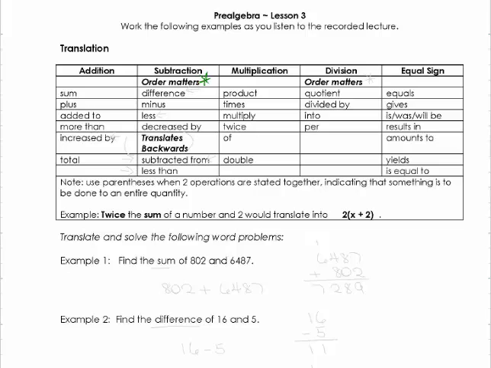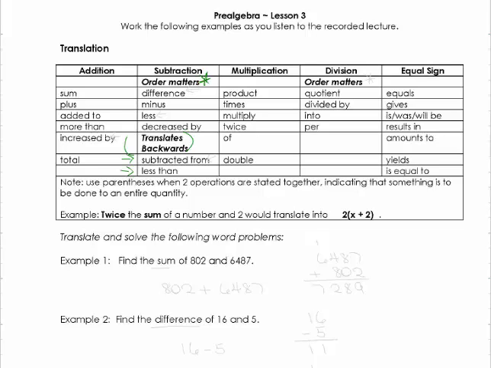However, if you see the words subtracted from or less than, you're going to know that you have to translate those backwards. In other words, if I said 5 subtracted from 10, what I would write is 10 minus 5. It would translate backwards from the order it was written in the statement.